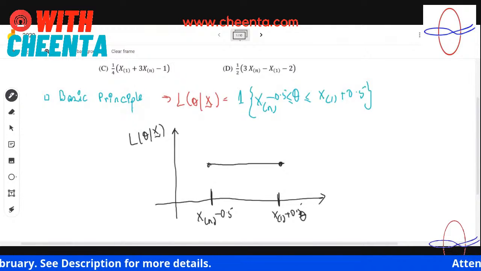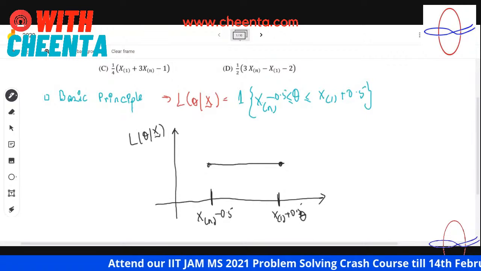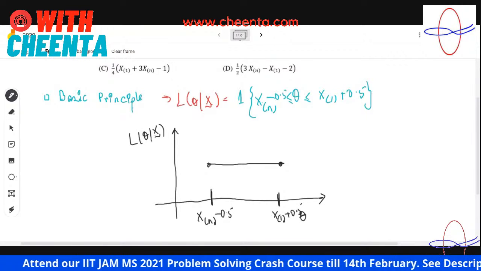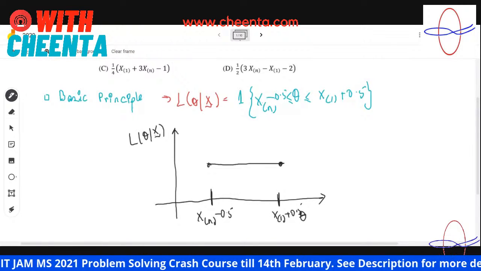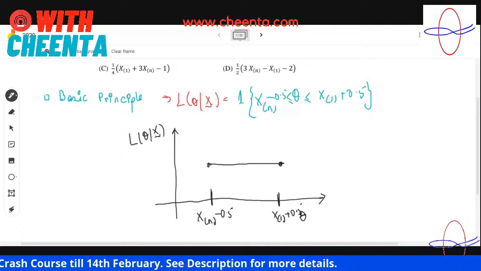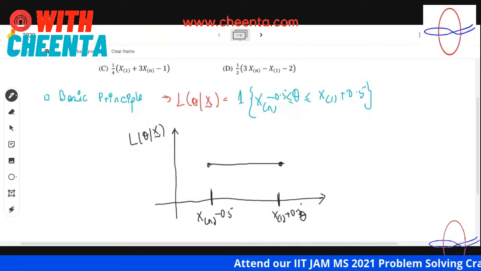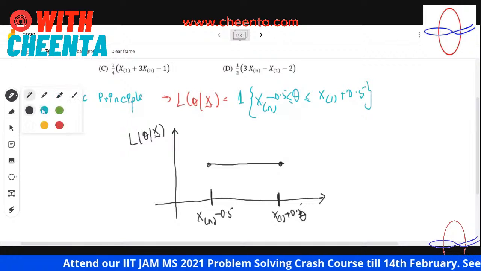Why is there no unique MLE? Because the likelihood is maximum in all the portions of that interval. It's maximum in all the portions. So that's what we will do. We'll do the following.